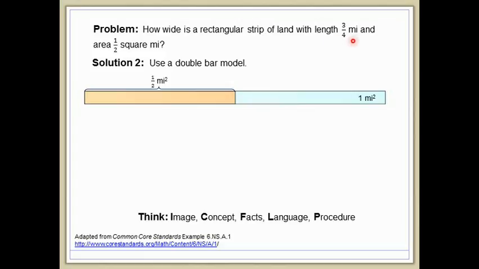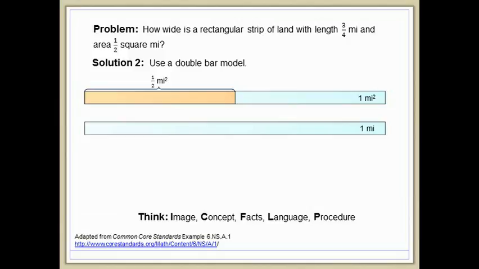We also need to represent 3/4 of a mile, so we'll draw another bar, same length, that represents 1 mile, and shade 3/4 of it to represent 3/4 of a mile. Now for the core question of the problem. How many times does this 3/4 fit in this 1/2? We'll answer our question about the width.